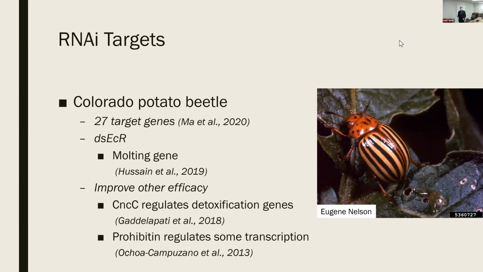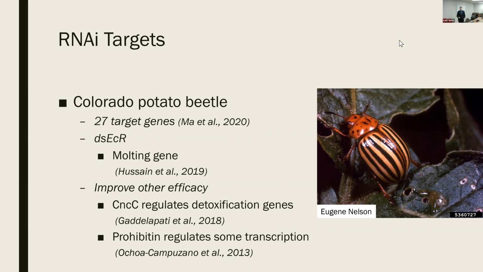There have been 27 potential target genes that have been identified for this species, including ECR, which is a molting gene, and as a result causes mortality in larvae when it is silenced, though it has minimal impact on adults due to the fact that they have finished molting by the time they become adults.